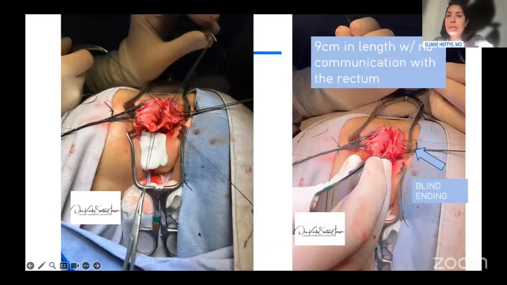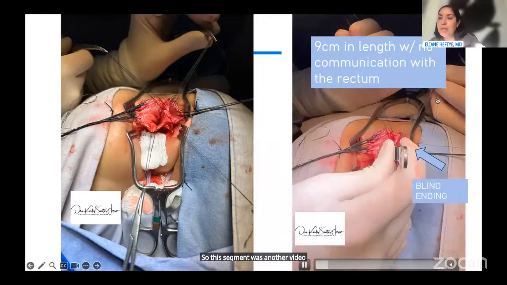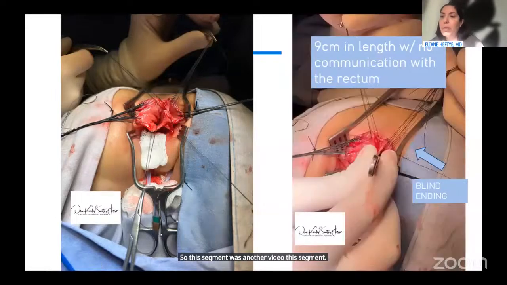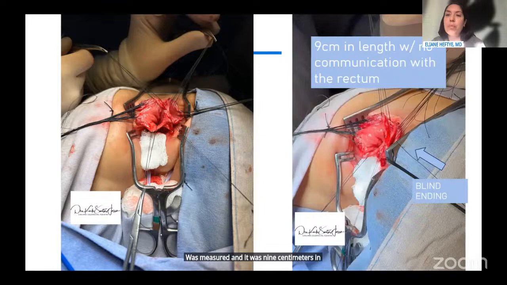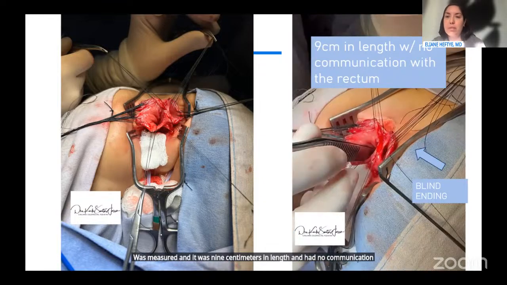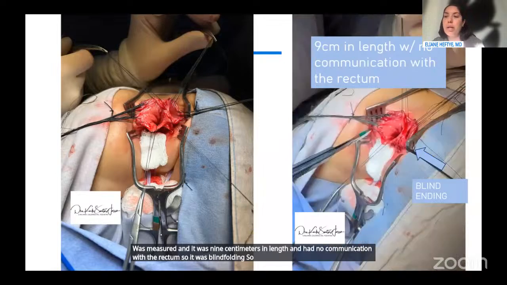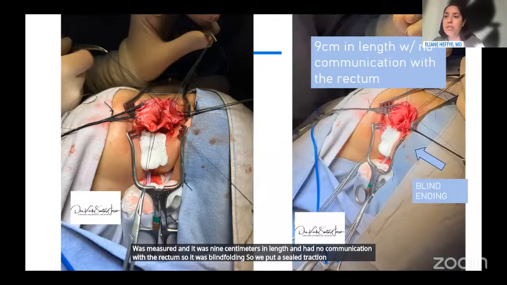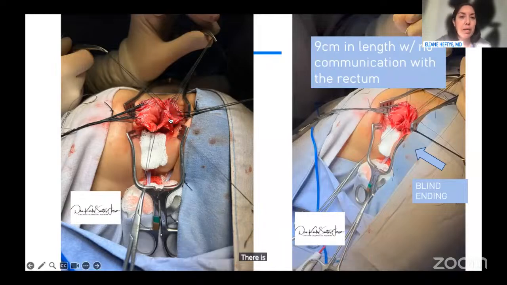This segment was measured, and it was 9 centimeters in length and had no communication with the rectum, so it was blind-ending. We put silk traction sutures circumferentially, and as you can see here, there is the rectal duplication, and here is the rectum.